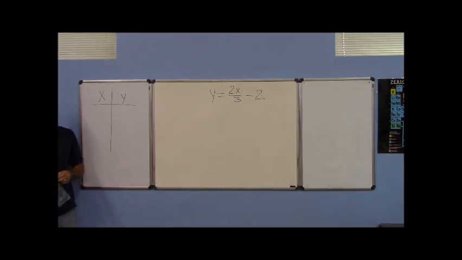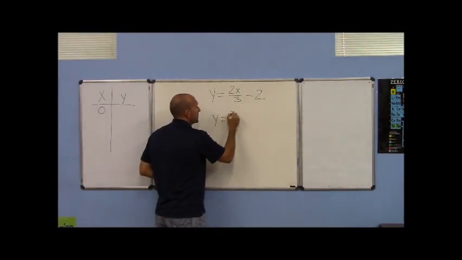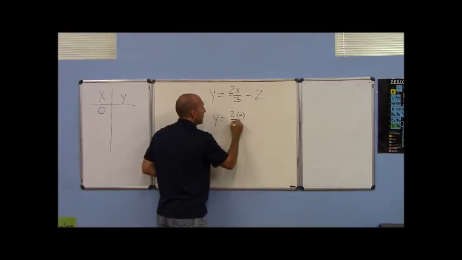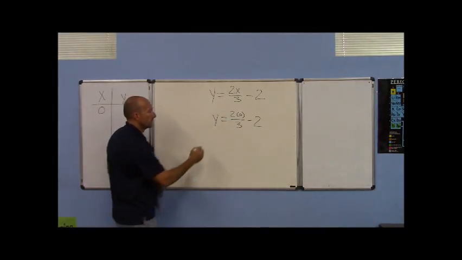What would you use? 0. Okay, so let's use 0 for x and work through this. Y equals 2 times 0 over 3 minus 2. So what does y equal?